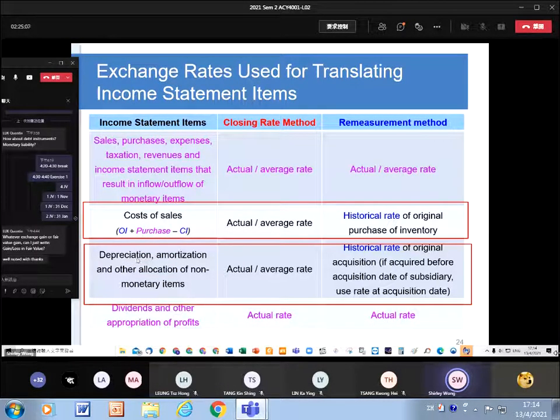So every depreciation will need to use different rates to do the calculation and then add it up.